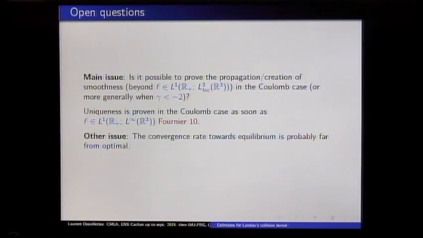This is related to those strange interpolation inequalities, which are probably not optimal in what we did. So there is still room to improve things here. We don't really know yet how to do it. So from my point of view, those are really the two main problems which remain to solve in this direction.